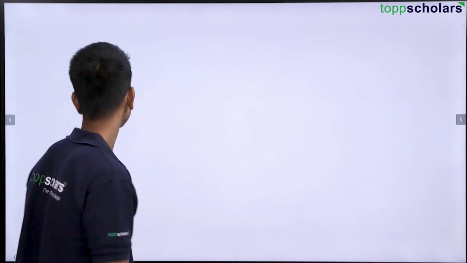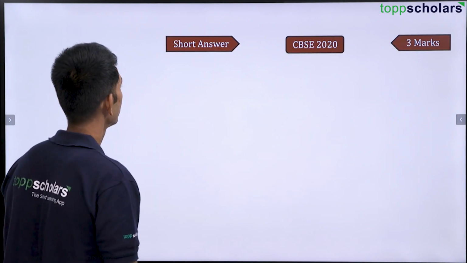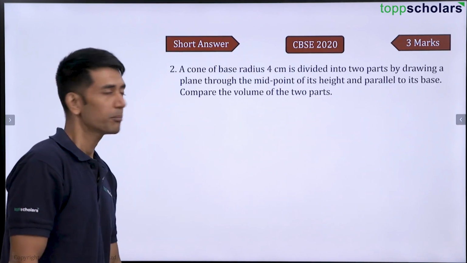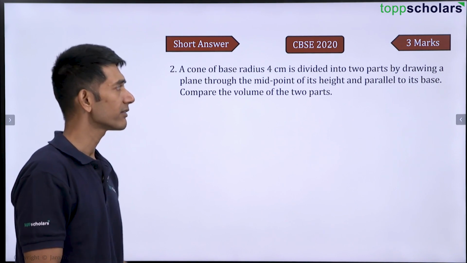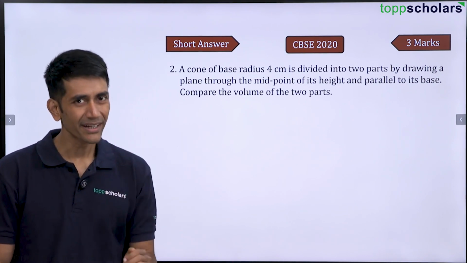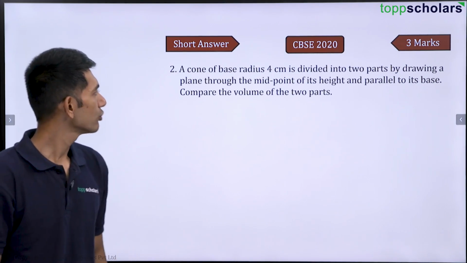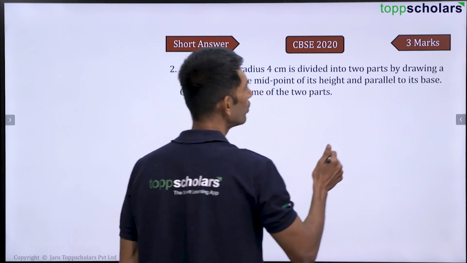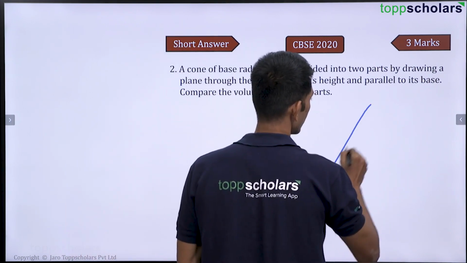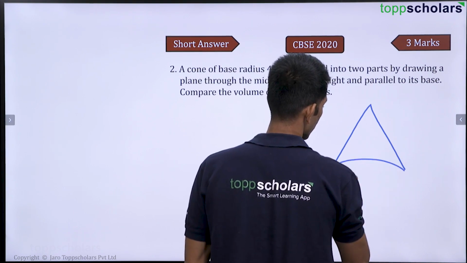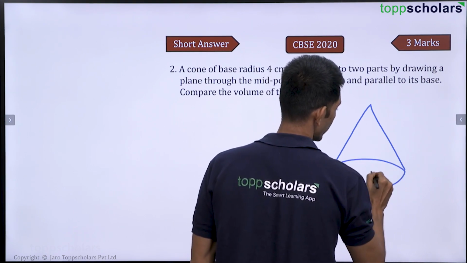Okay, let's continue. Let's have a look at a new question. It says a cone of base radius 4 centimeters. See, we have to read the question very carefully, slowly, break it down and then solve. So a cone of base radius 4 centimeters is divided into two parts. Okay, so there is a cone whose base radius is 4 centimeters.